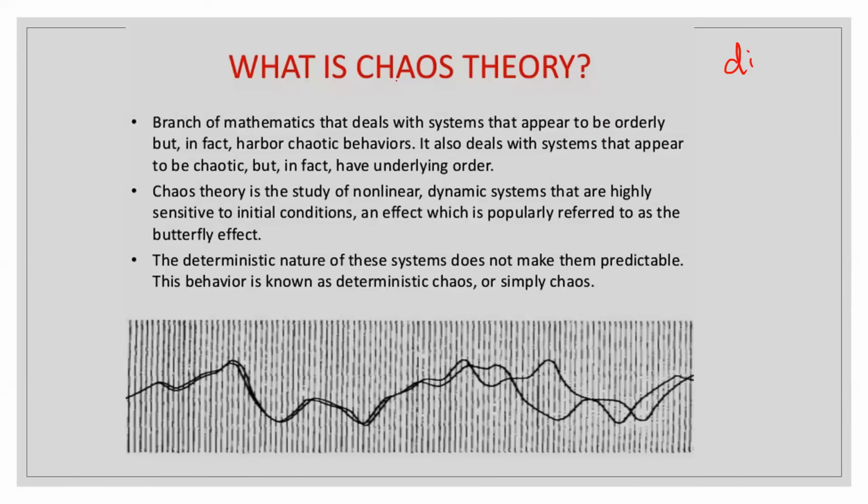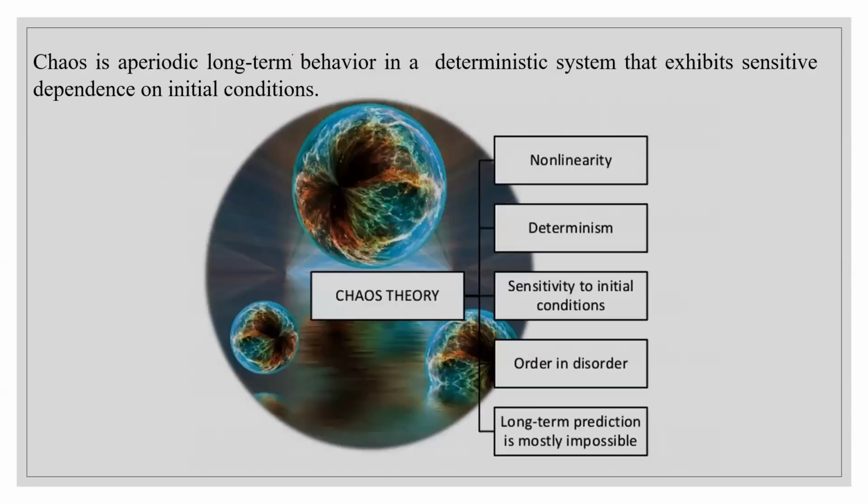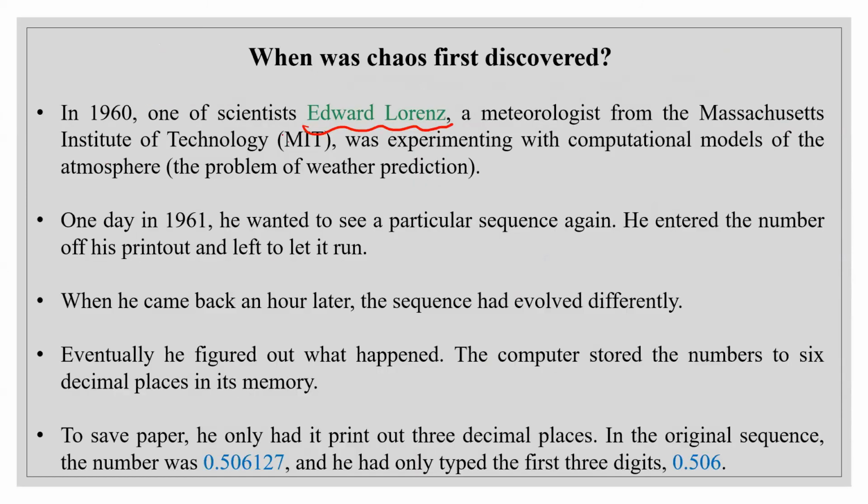But in 1961, Edward Lorenz found that this is not true. Even a deterministic system can give chaotic behavior. So what is chaos? Chaos is mainly an aperiodic long-term behavior in a deterministic system that exhibits sensitive dependence on the initial condition. Now what does that mean? I will just tell you.